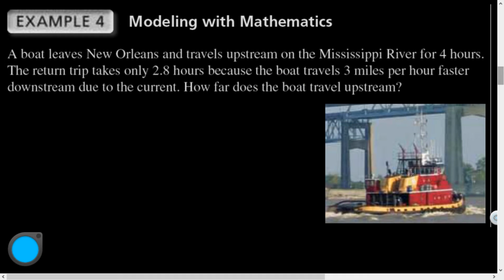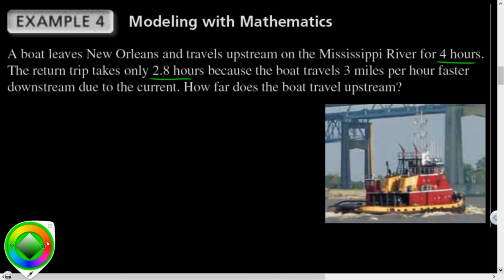Okay, so here's a boat, a tugboat by the looks of it. Boat leaves New Orleans. Oh my goodness, guys, these are like those nightmare math problems from cartoons on Nickelodeon. And travels upstream on the Mississippi River for 4 hours. Okay, I'm gonna highlight these. We'll do time for this. 4 hours. The return trip takes only 2.8 hours because the boat travels.